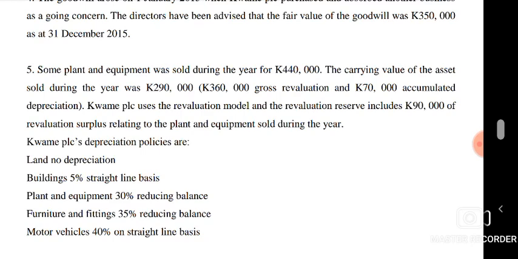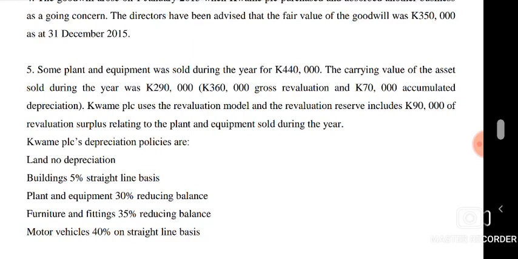Now, the thing is this. The 90 came into the reserve because the asset that they are selling was initially revalued at 90,000. As you can see, the 90,000 of revaluation surplus relates to the plant and equipment that was sold. So this 90 here, this is the detail I wanted. This 90 was in the revaluation surplus.